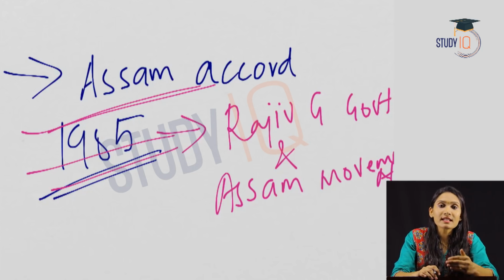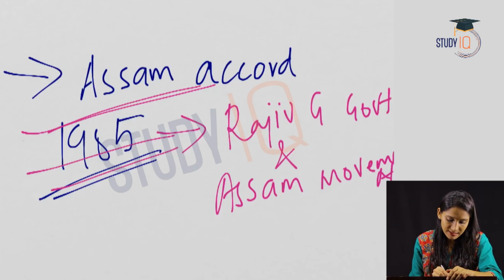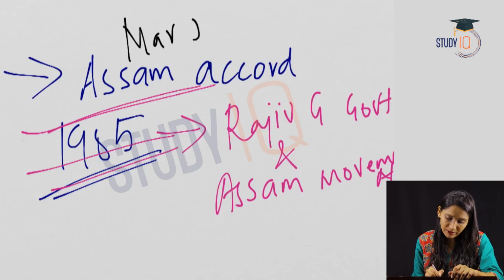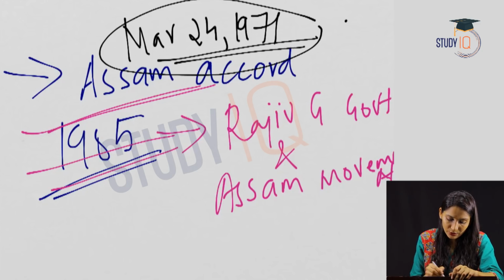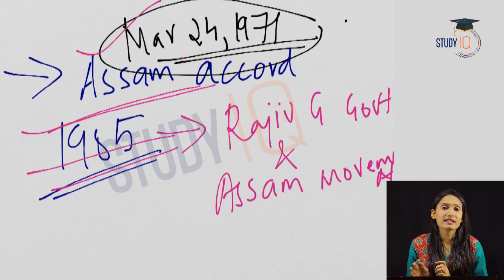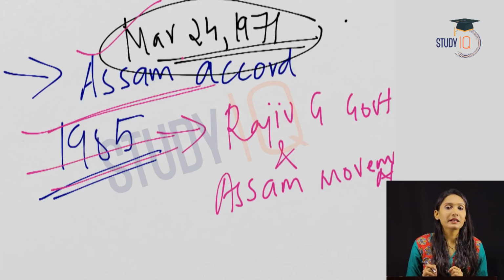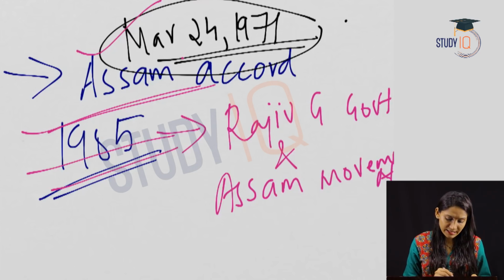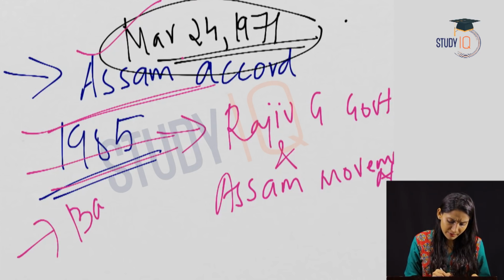According to this accord, any person who has come to Assam after March 24, 1971 will be considered a foreigner and will be deported. So the date is March 24, 1971. Anybody who comes to Assam after this date will be considered a foreigner and will be deported. This accord was signed against the Bangladeshi immigrants.